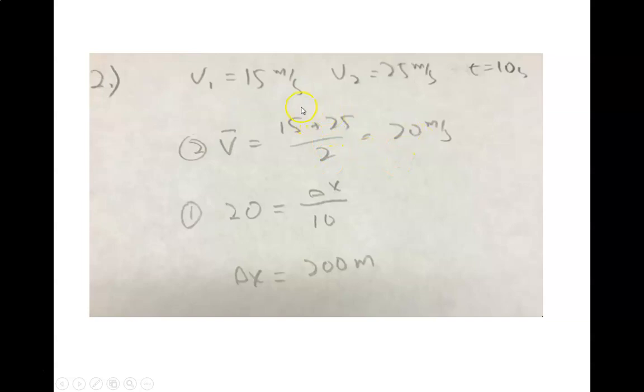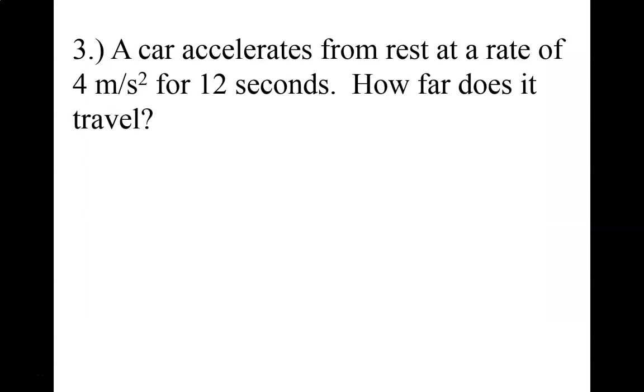So how we're going to do this is very similar to the previous example. We're going to figure out delta x, which means I need to use equation number 1. To use equation 1, I need the time, which I have, and average velocity, which I don't have. So I need to go back and use equation number 2. V bar equals v1, 15 plus 25, all over 2, equals 20. That's my average velocity. Now I can plug that into equation 1 with my time and get 200 meters.